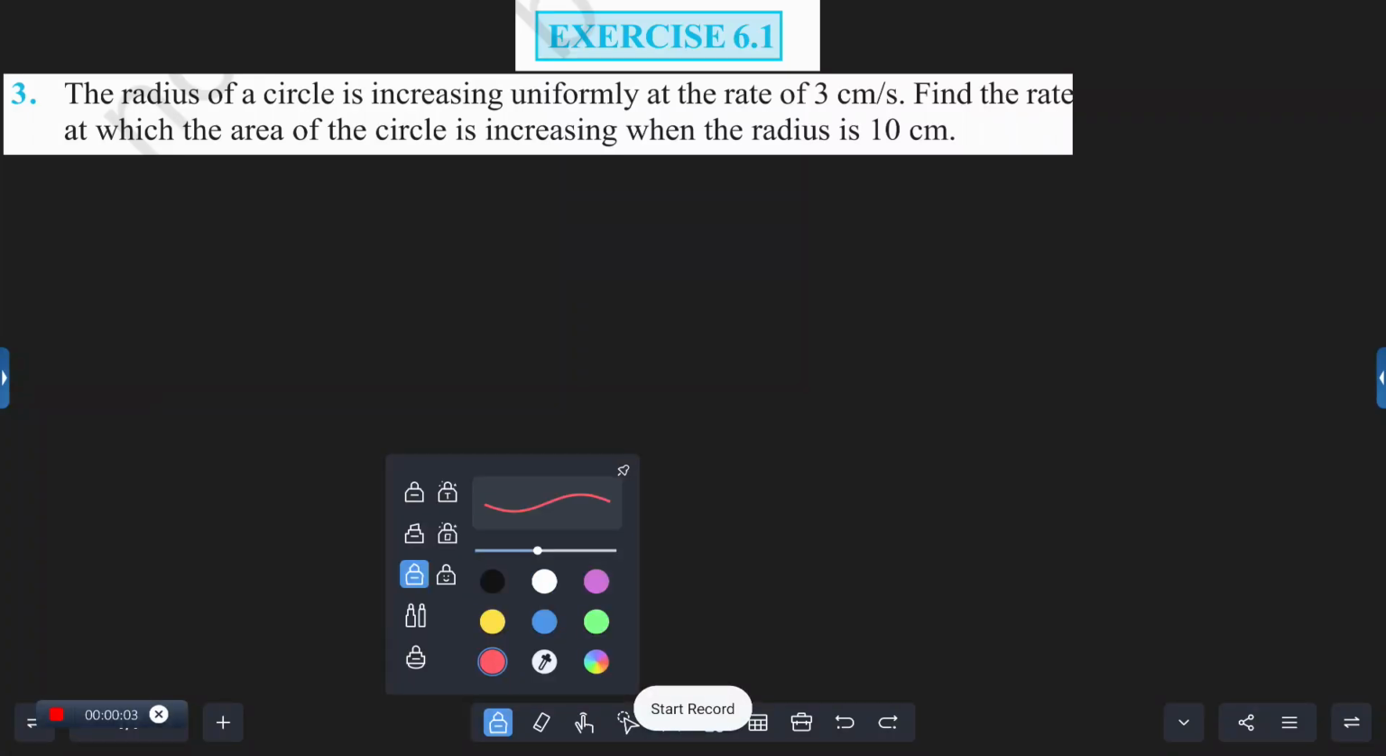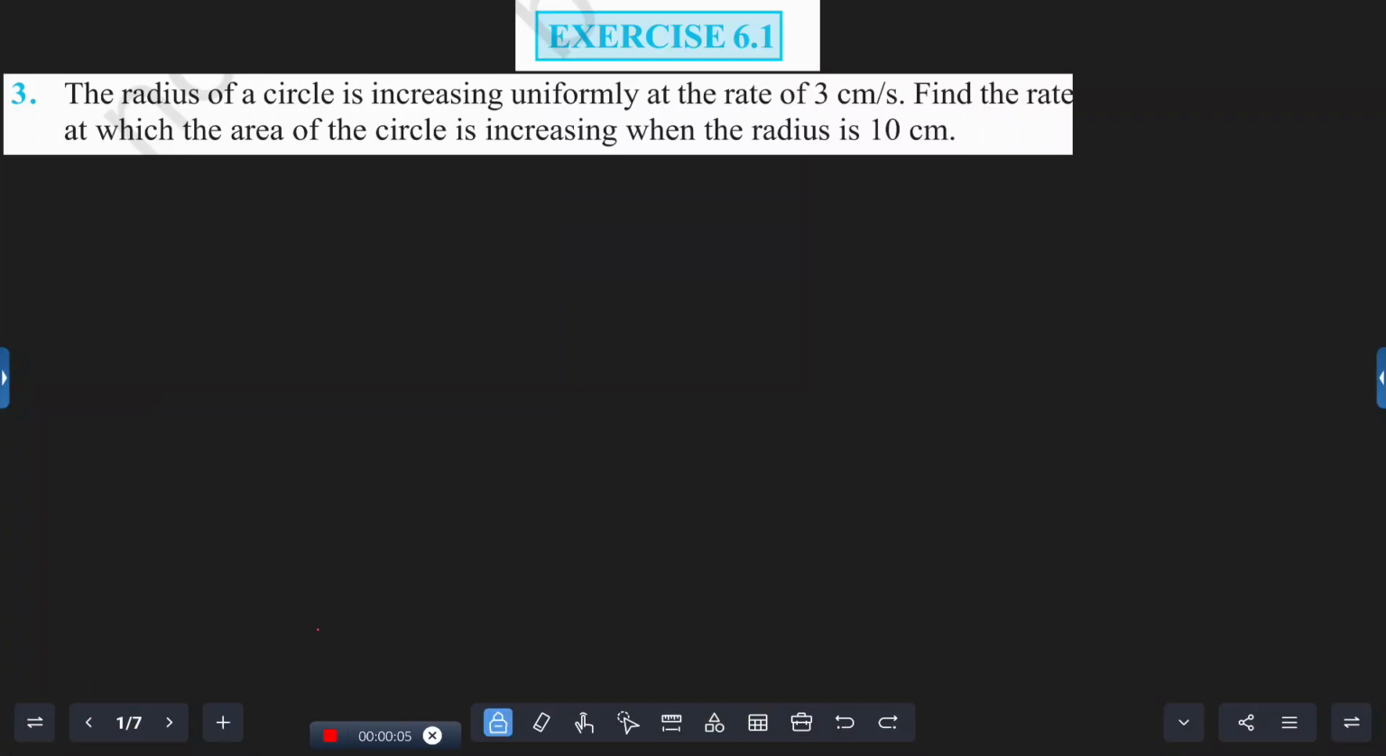Children, listen. This is chapter number 6, application of derivatives. We are doing video number 2, or part number 2. We are going to continue. Listen, in video number 1, I uploaded the introduction plus 2 questions. This is video number 2. We are moving on.